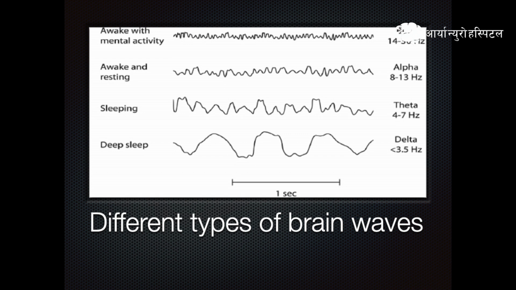You can remember them with the mnemonic DTAB, where D stands for delta wave, which is less than 4 Hz. T stands for theta wave, and it is 4 to 7 Hz. A stands for alpha wave, it is the most common wave encountered in EEG, its frequency is between 8 to 13 Hz. And B stands for beta wave, and its frequency is between 14 to 30 Hz.